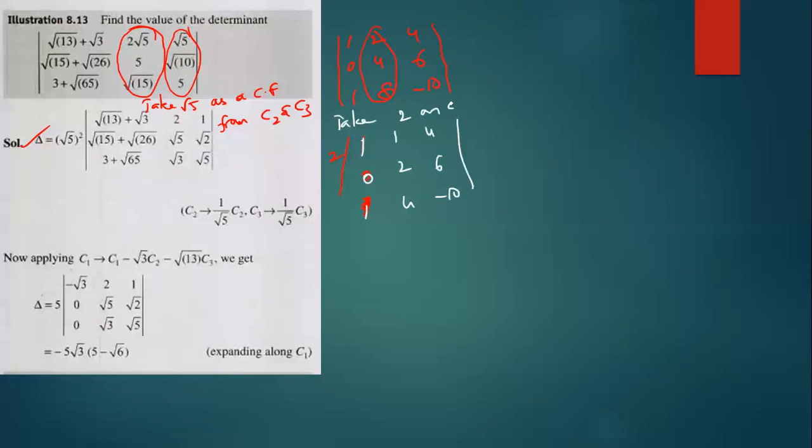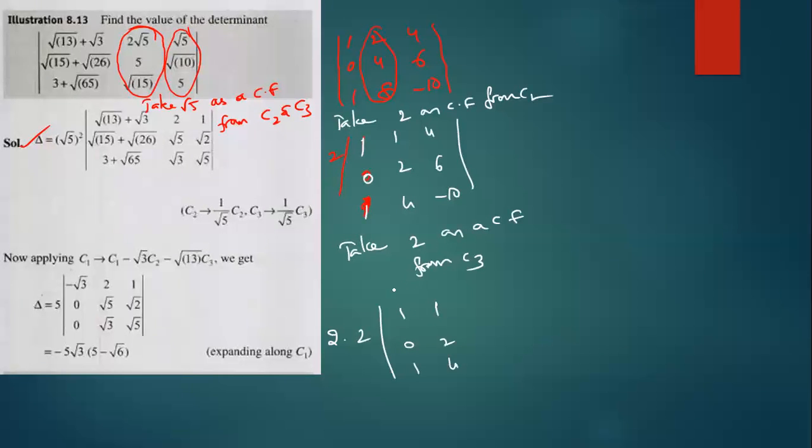Take 2 as a common factor from C2. Similarly, take 2 as a common factor from C3. Since 2 is there, 2 into 2, 1, 0, 1. 1, 2, 4. I'm not talking about C1, C2, only C3 now. What is the answer? That is the meaning. So after that, you can simplify like that, dear students. The same here also.